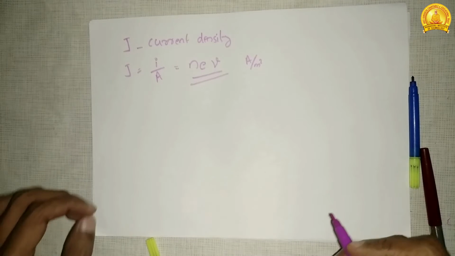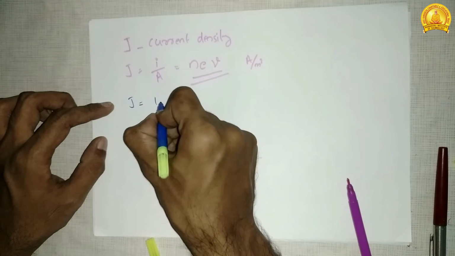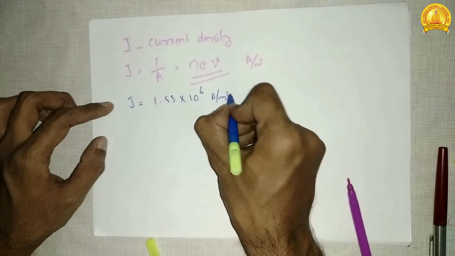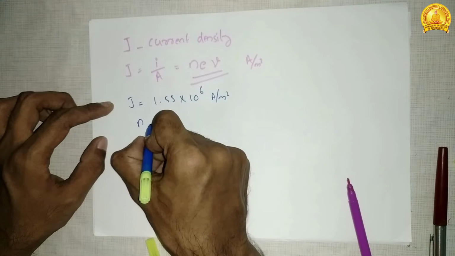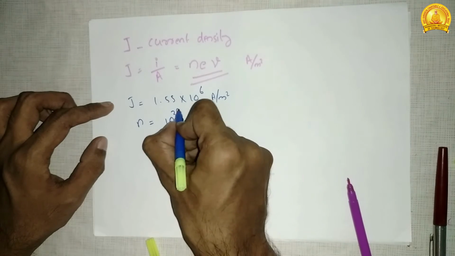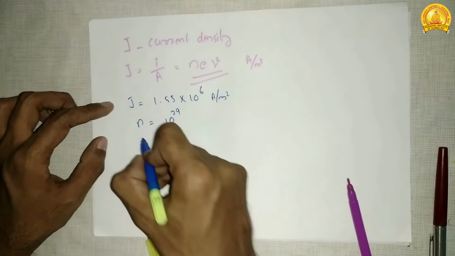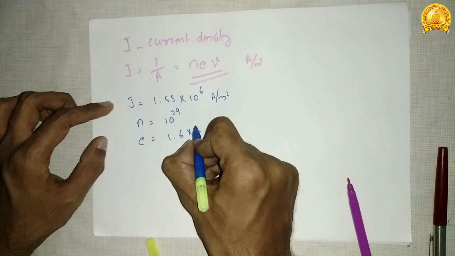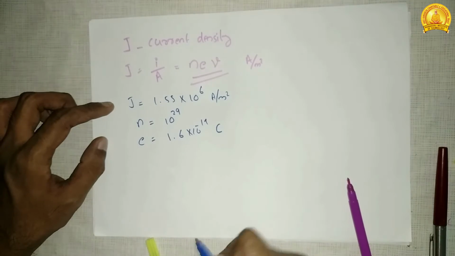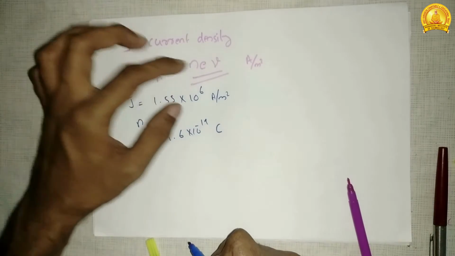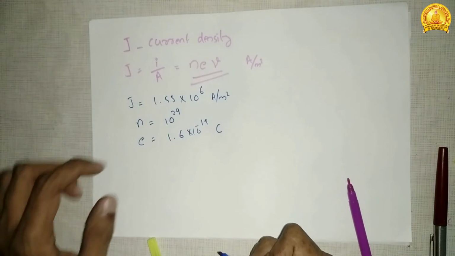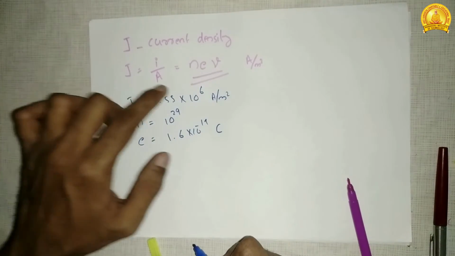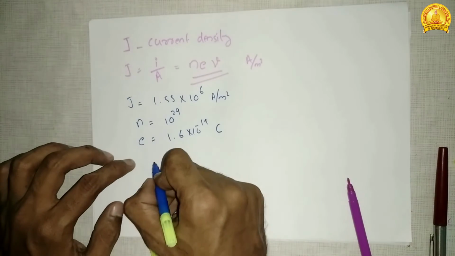So for a copper conductor, J is equal to 1.55 into 10 raised to 6 ampere per meter square, the number of free electrons n is 10 raised to 29, and the charge of one electron is 1.6 into 10 raised to minus 19 coulombs. To find the electron drift velocity, I just put these values in this equation.